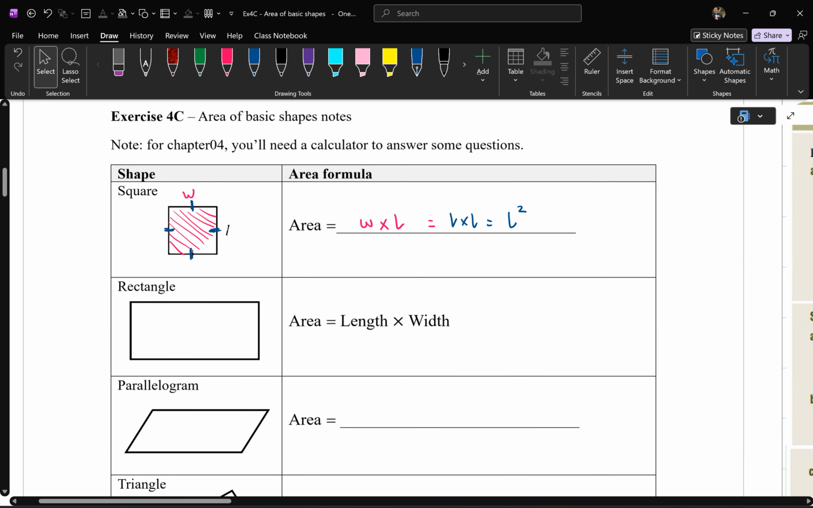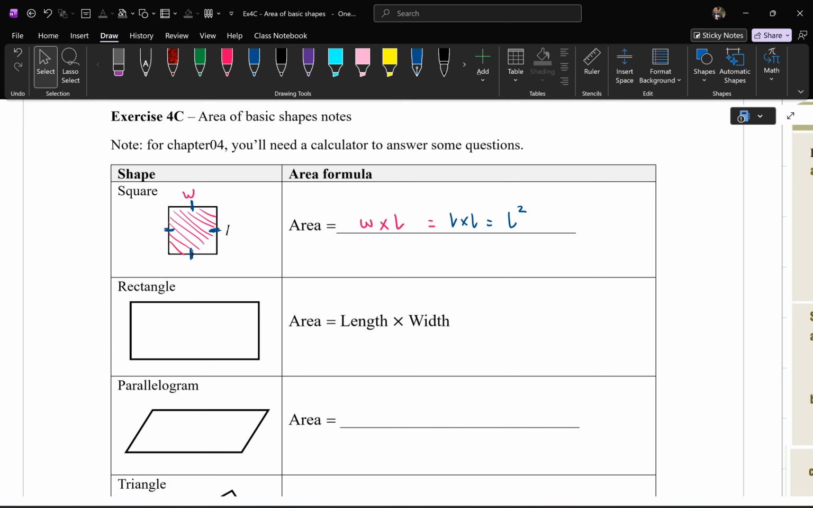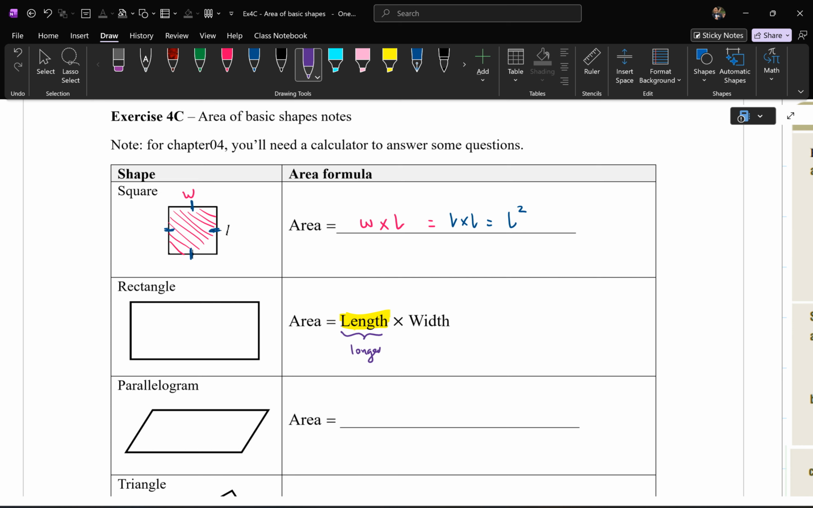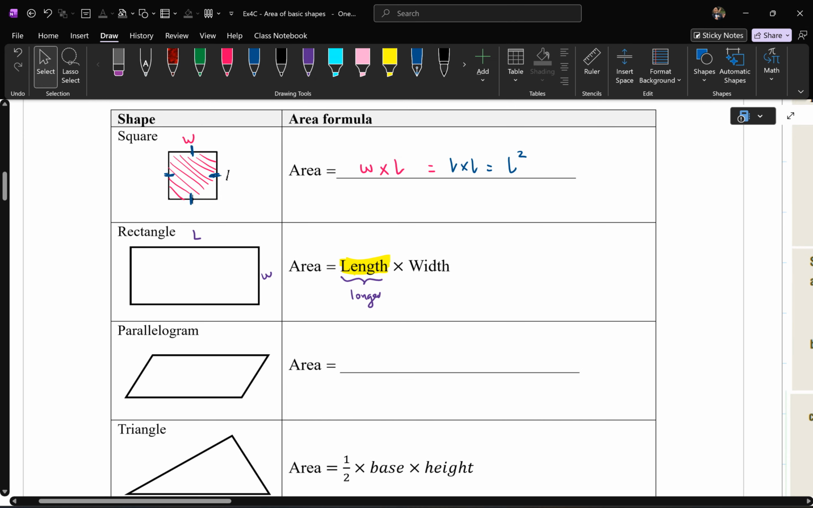Next one, rectangle, which actually all students know. It's length times width. So you take the longer side. If you didn't know, length is usually the longer side. Although sometimes at year 11 and 12, they don't specify that. But usually length is the longer side. Okay, width is the shorter side. So we normally say this is the width and this is the length. Area of rectangle is length times width.